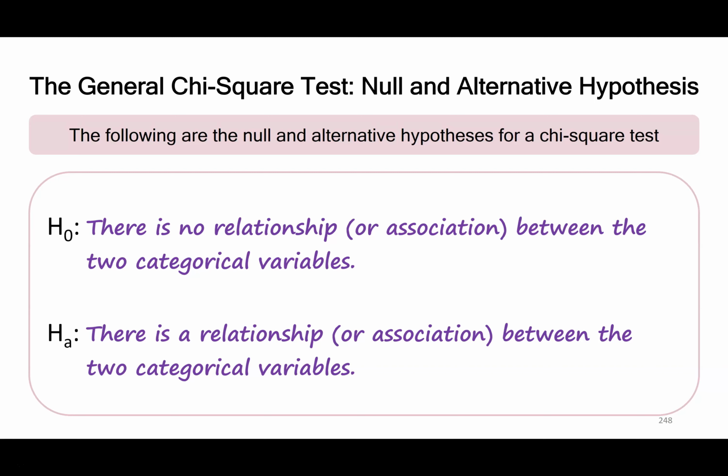By default, we assume nothing interesting is happening. There is no relationship. Our alternative: there is a relationship. There is something happening. There is something interesting going on.